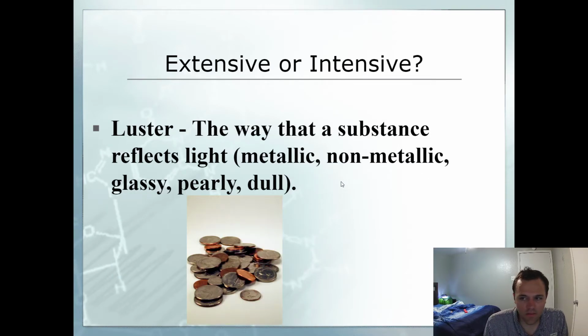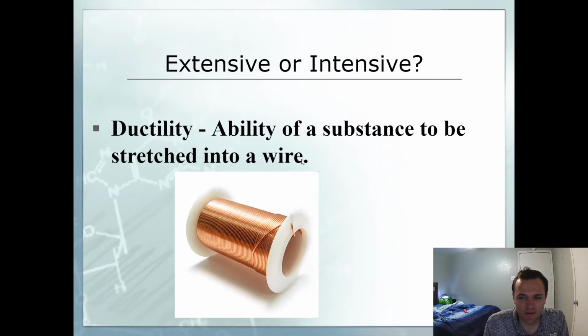Alright, luster, the way that a substance reflects light, whether it's metallic or non-metallic or glassy or dull or matte colored or however you want to describe it. Does it change when you have more of it or less of it, or is it independent of how much of that substance you have? Extensive or intensive? Ductility, the ability of a substance to be stretched into a wire. Extensive or intensive?